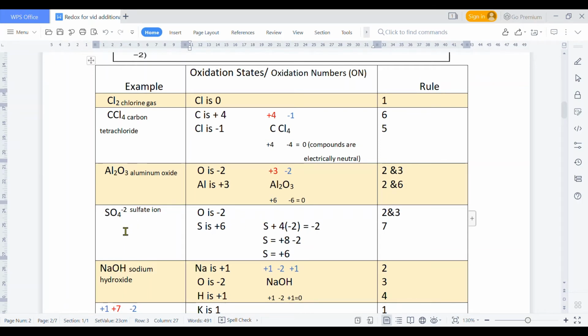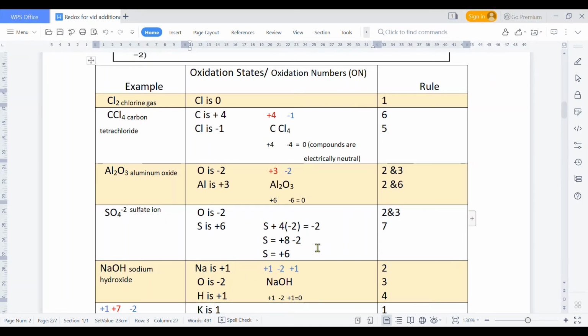Next, sulfate ion. Again, O is assigned with an oxidation state of -2. But this -2 here of the ion is the charge of the whole ion, SO4. Oxygen has -2, but the whole SO4 is also -2. So we will solve for the S.